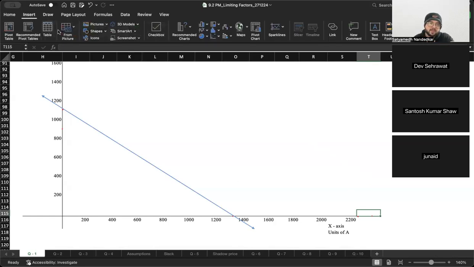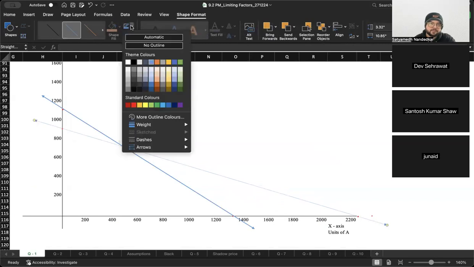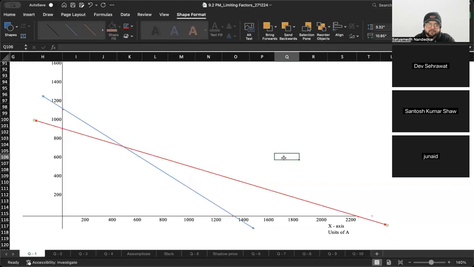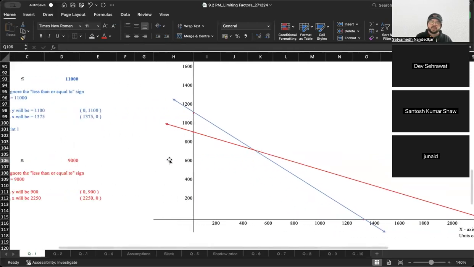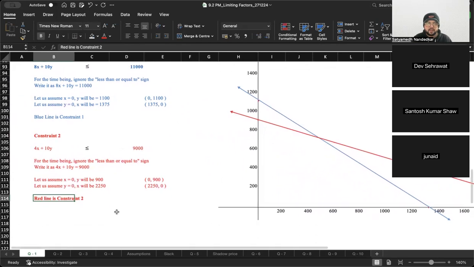Now let's draw a line that passes through these 2 points, 2250, 0 and 0, 900. Let's make it thicker. ठीक है. So red line is constraint number 2. Constraint 1, constraint 2.